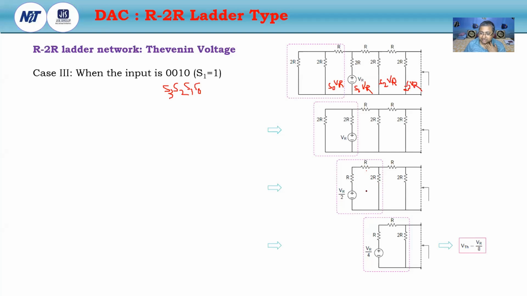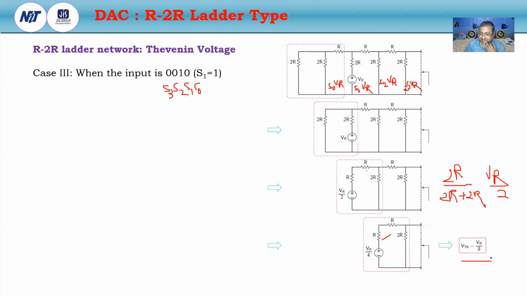So twice R by twice R plus twice R into VR by 2. Then we will get VR by 4. So VR by 4, Thevenin resistance R, including R and twice R from the circuit. So then you will get the final VTH.